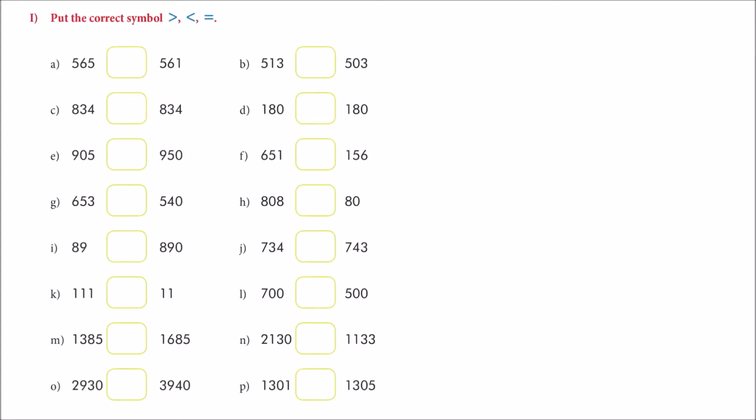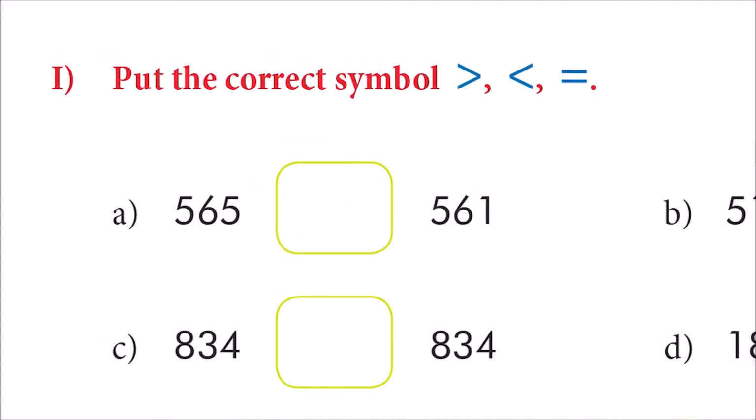Page number 63 is practice for you to understand what we just learned. Both the hundreds are 500. Both the tens are 6. So, we will move on to see what are the ones. What is the number in ones? 5 and 1. So, there we got the answer. 5 is greater than 1. So, 565 is greater than 561.